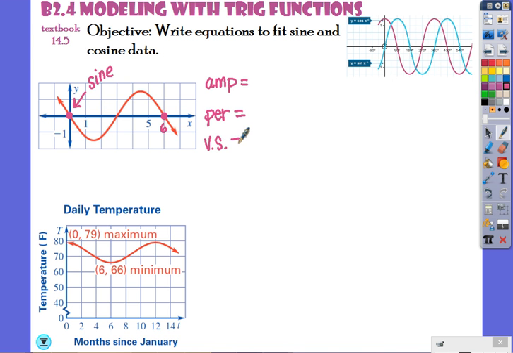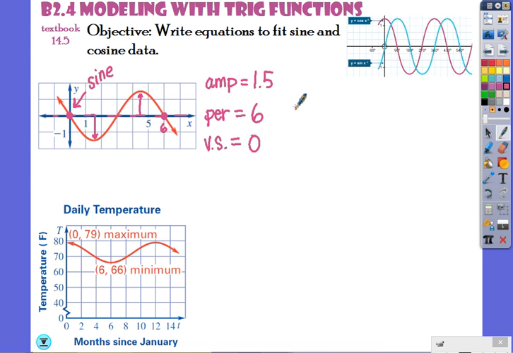vertical shift. So on this one, we just talked about how I did it down and then up, and it was finished by the time I got to the number 6. It looks like it goes 1.5 below, 1.5 above, so the amplitude is 1.5, and that midline is still right at the 0. So from that, we're going to try to write our equation.